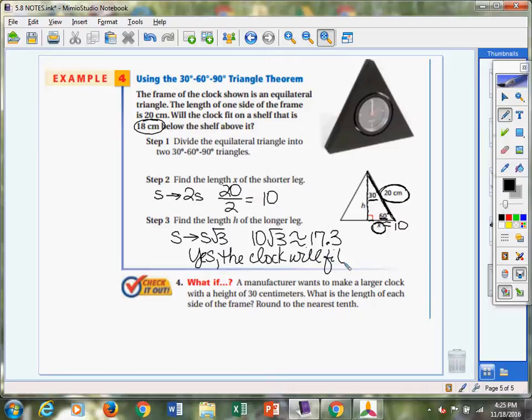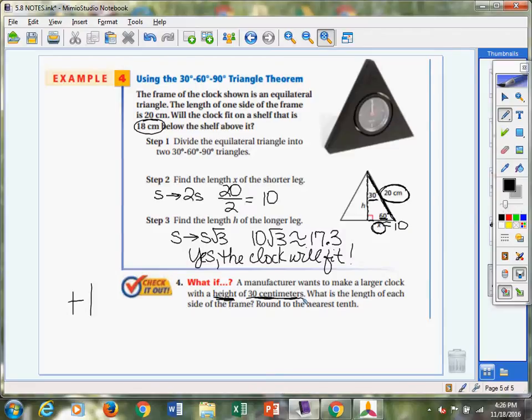Okay? So I'm going to leave the bottom one for you. This will be a plus one. They're changing it up a little bit. It's a little bit bigger clock. Height of 30 centimeters this time instead of 20. Actually, the height is 30, not the side length of the equilateral triangle. Notice that difference. The height is 30 centimeters.